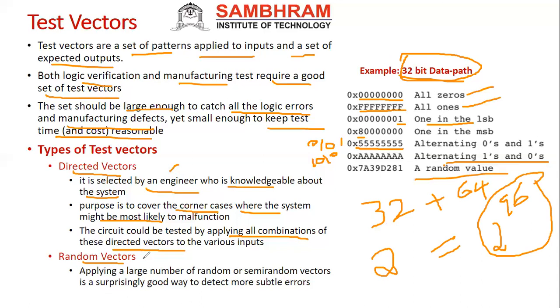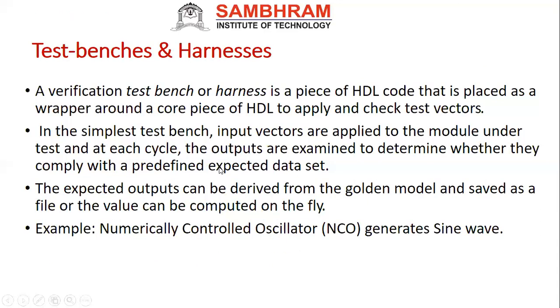Next, what I do is random vectors. So how can we apply random vectors? Applying a large number of random or semi-random vectors is a surprisingly good way to detect more errors. To generate a large number of random values like this, you need to write some simple code. That code will generate a random value. That is what we can call a random generator.